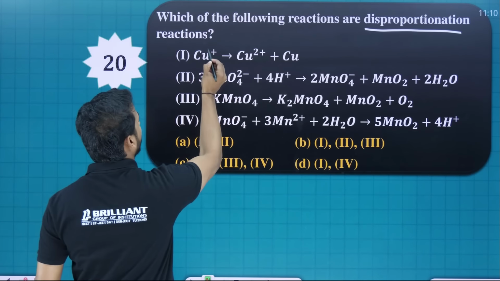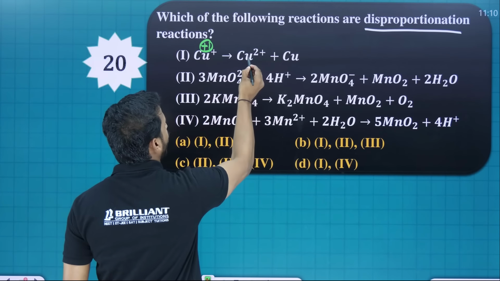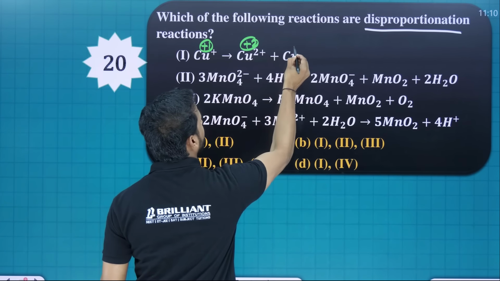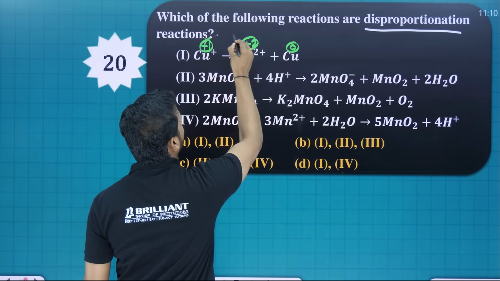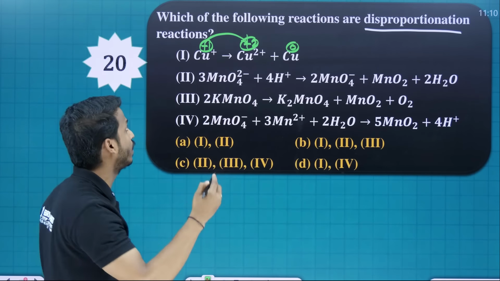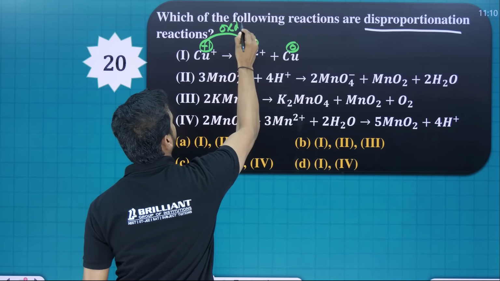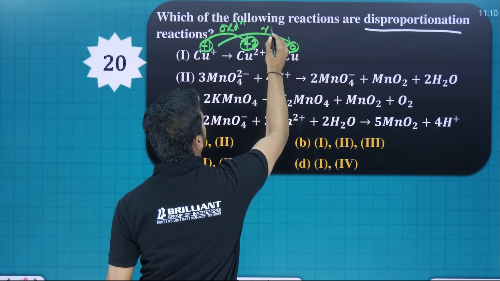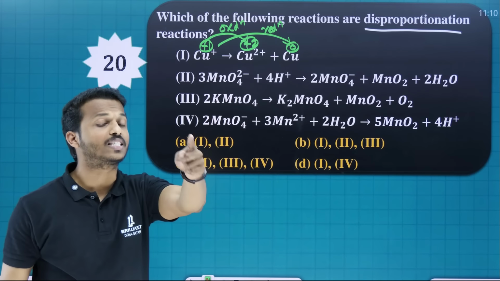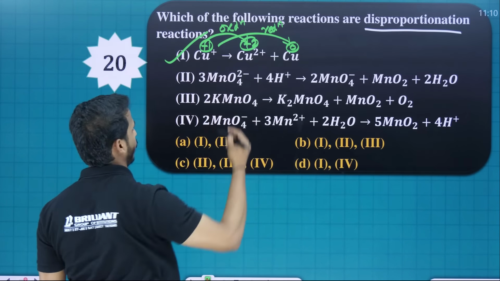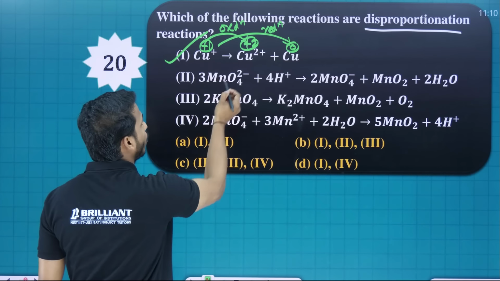Check it. Copper here is in the +1 state, here copper is in the +2 state, and here it is in the 0 state. So copper +1 converted to +2 means oxidation. +1 converted to 0 means reduction. So both oxidation and reduction take place, yes, it is disproportionation. So the first is disproportionation. What about MnO4 2-?